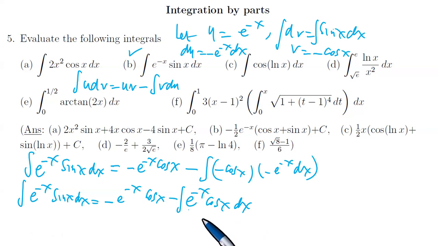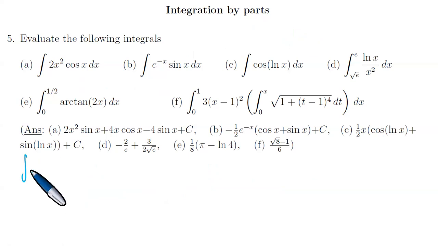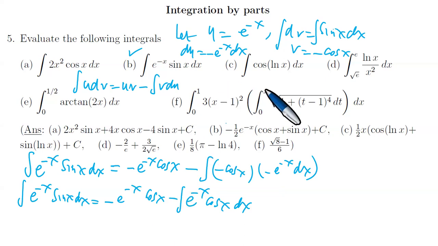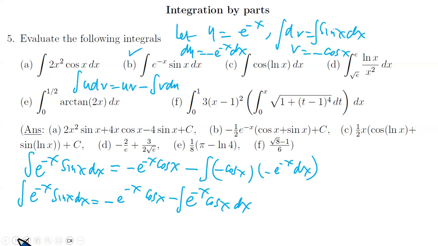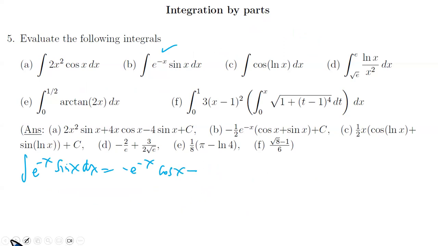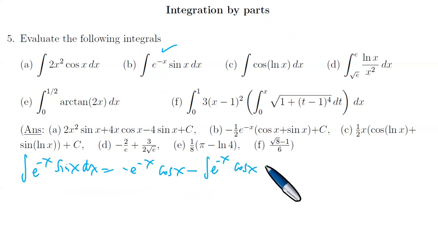Okay, now we actually have this. And we need to continue and do the same thing. So we're going to have the integral of e to the minus x sine x dx, which is the original one, but we have integrated by parts using the u dv formula, and we got minus e to the minus x cosine x minus the integral of e to the power minus x cosine x dx.